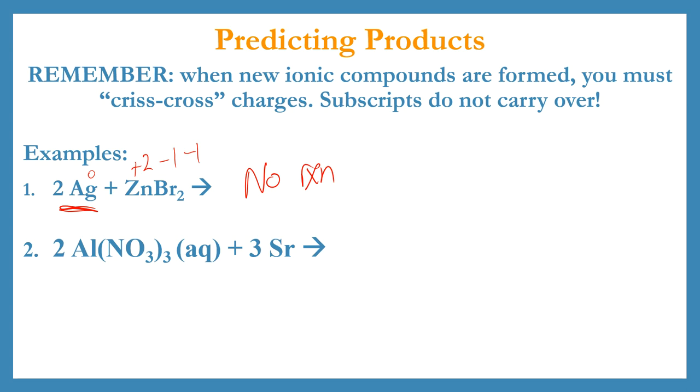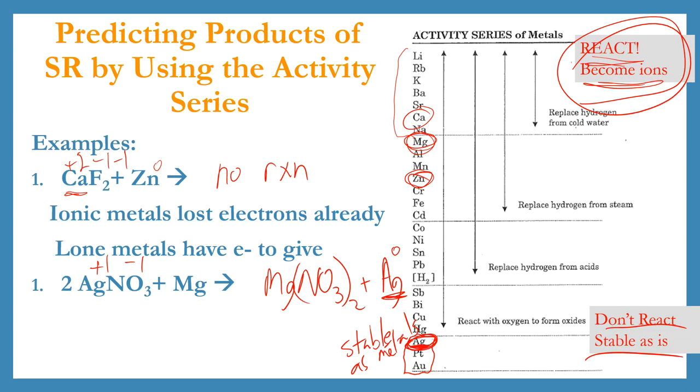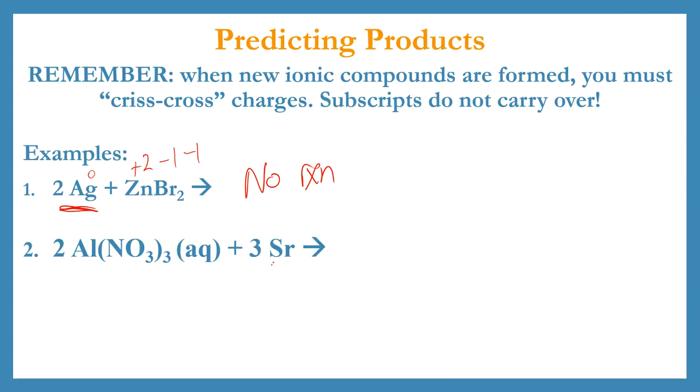When aluminum and strontium get together, though, aluminum is right here. Strontium is higher than aluminum, so it would rather be an ion. Here it is not an ion, it's at 0. So the aluminum and strontium would change places, and we would get strontium nitrate, and aluminum would come out.